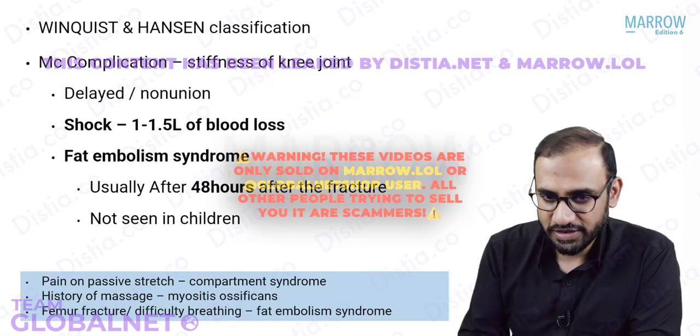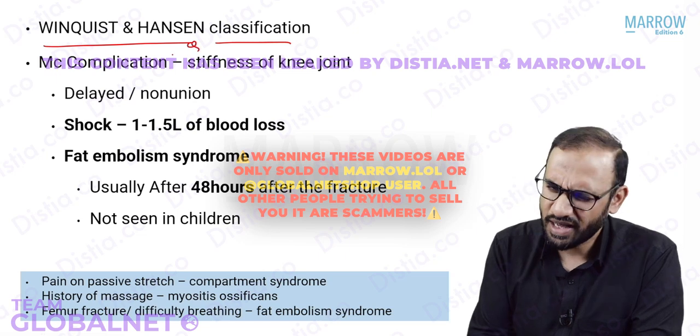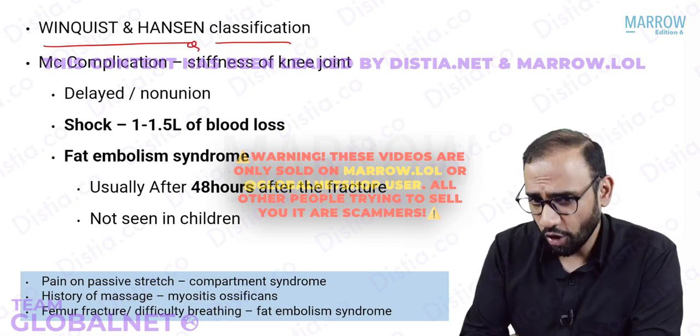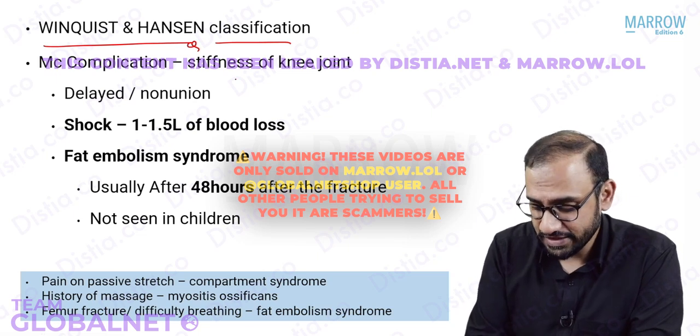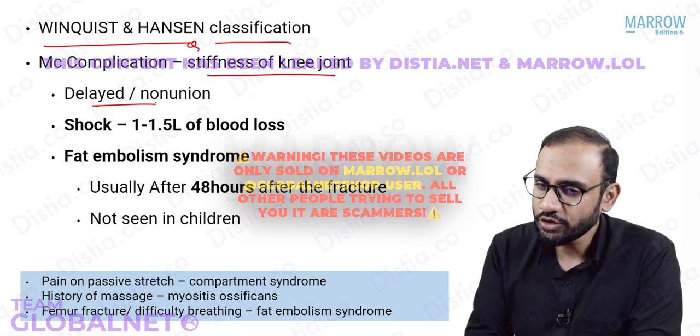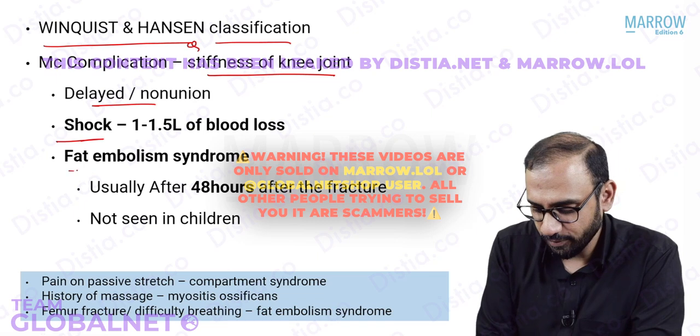Now, one MCQ that is asked is the classification of shaft of femur fracture. It is Winquist and Hansen. It's been asked once, I think, rarely. If you want to know, you know. If no, it's okay. The complications of shaft of femur fracture are stiffness of the knee, delayed union, and non-union. But the most dreaded complications that we are worried about are two. Number one, bleeding, and number two, fat embolism syndrome.